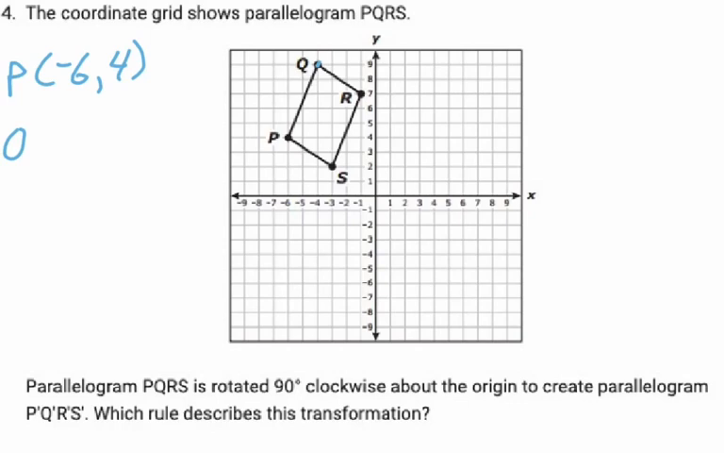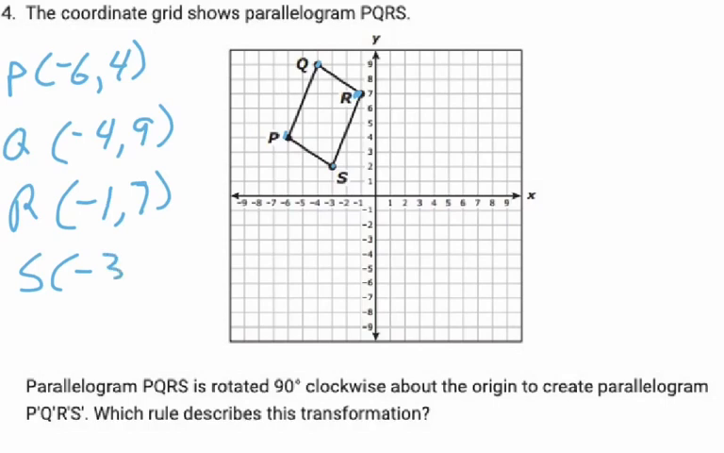Q, pre-image Q, is at negative 4 and 9. Pre-image R is right over here at negative 1 and 7. Yeah, that looks right. Negative 1 and 7. The 7s are a little messy. And then finally, the S is not too bad. It's at negative 3 and 2. Okay, all right. So let's go ahead. I'm going to show you how to transform it real quick.